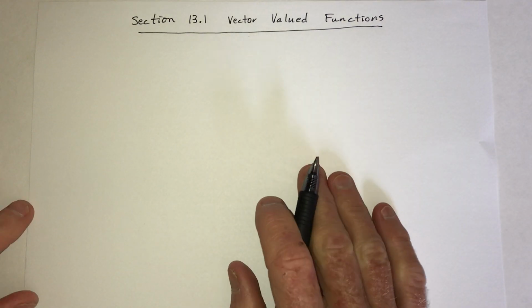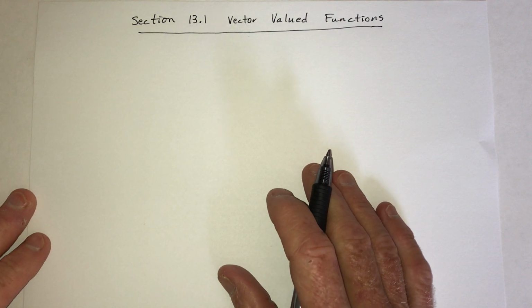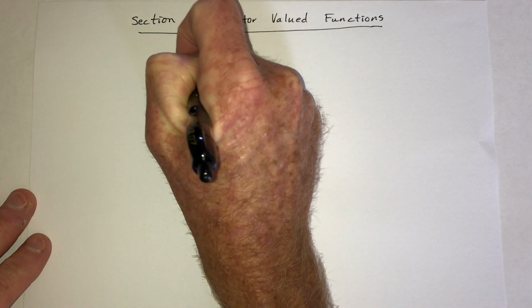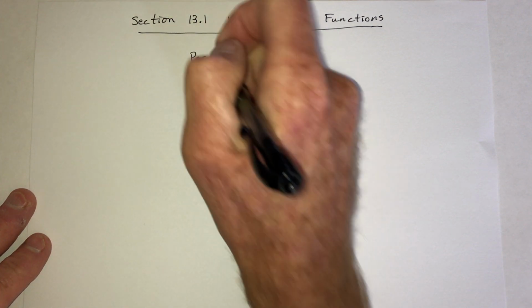Well, believe it or not, we're already starting chapter 13, vector valued functions. But first, I'm going to start with something that hopefully you've done before in Math 3B, parametric functions.